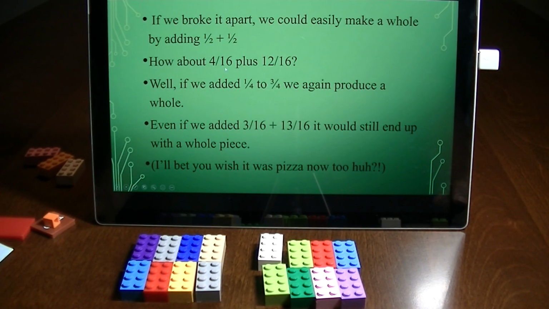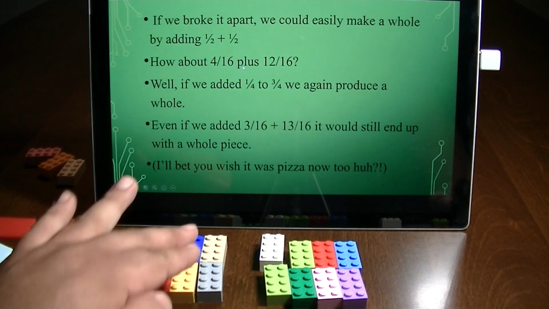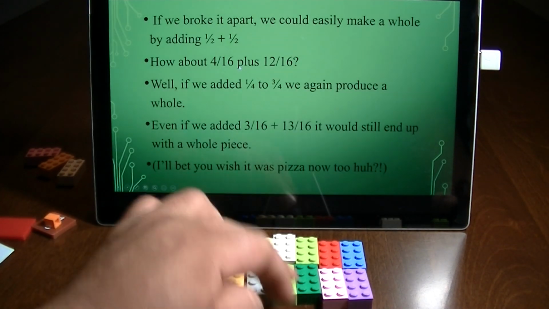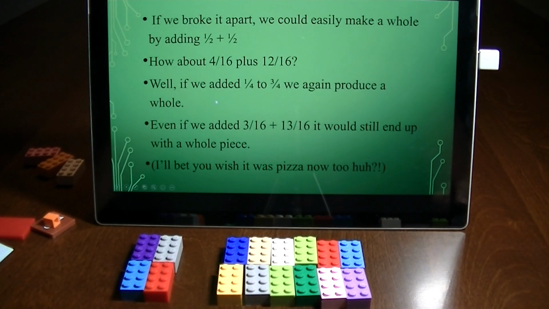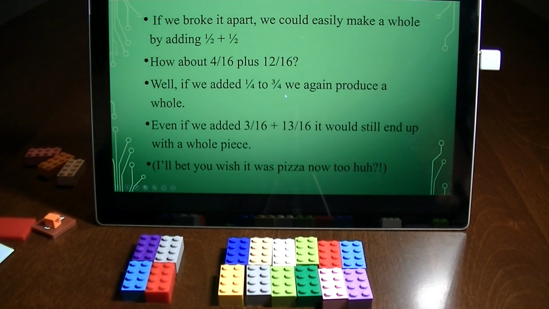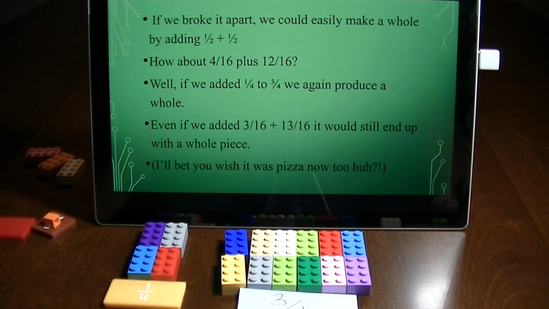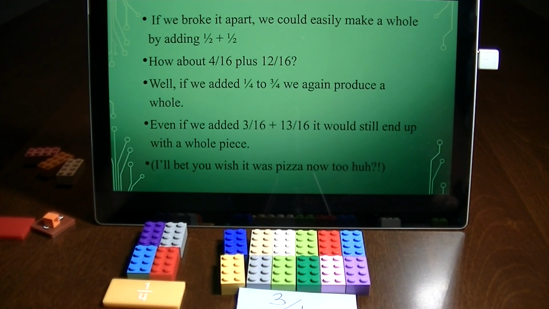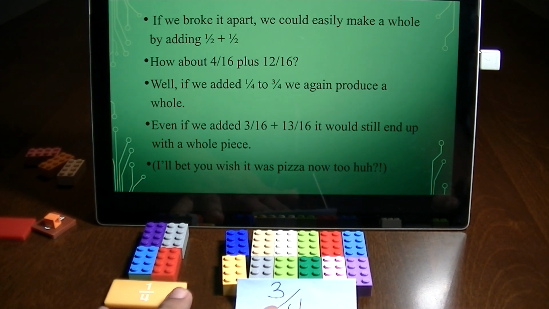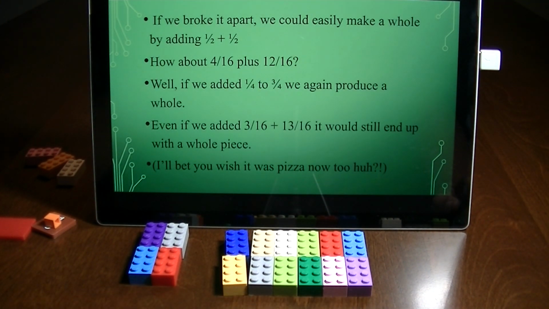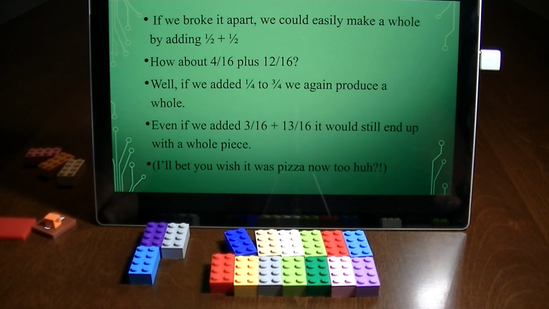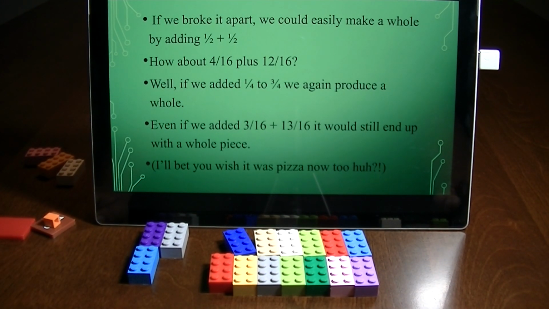How about 4/16 plus 12/16? Well, if we added 1/4 to 3/4, we again produce a whole. Even if we added 3/16 plus 13/16, we will still end up with a whole piece. I'll bet you wish it was pizza now too, huh?